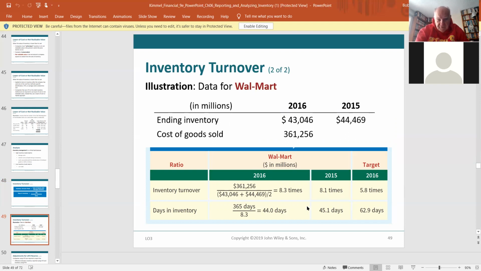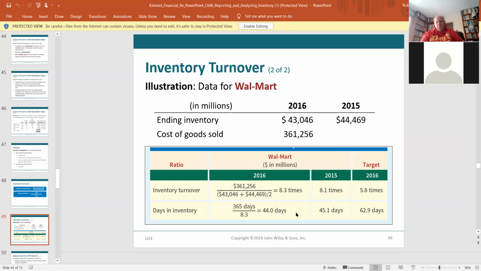Inventory turnover in 16 was 8.3. We divide 8.3 into 365, we get 44. That's 44 days Walmart takes from the time they receive the product in the store until they sell it. It takes them 44 days to get their product to market.